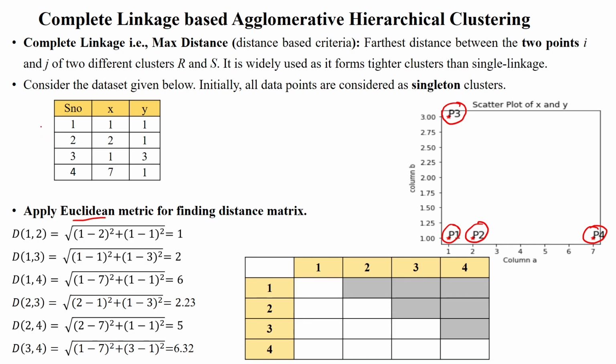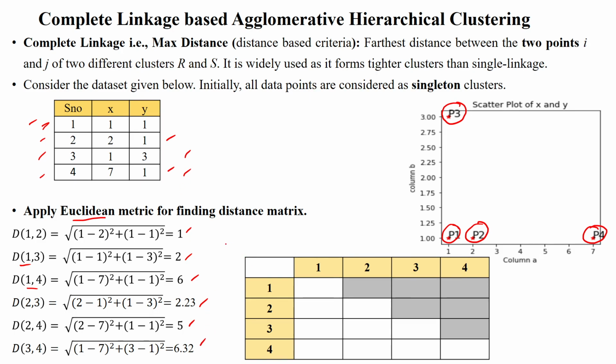The distance between data points 1 and 2 is 1, which is done. Now 1 and 3, here we are calculating 2, then 1 and 4, here we will get 6, and 2 and 3 is 2.23, 2 and 4 data points distance is 5, and 3 and 4 data points distance is 6.32.